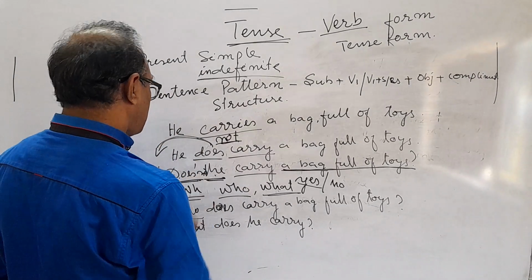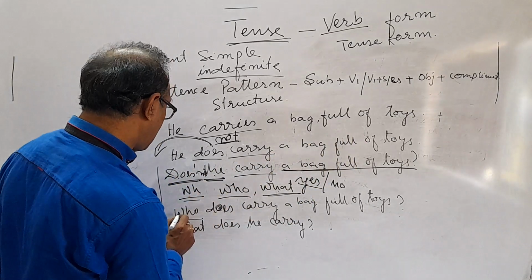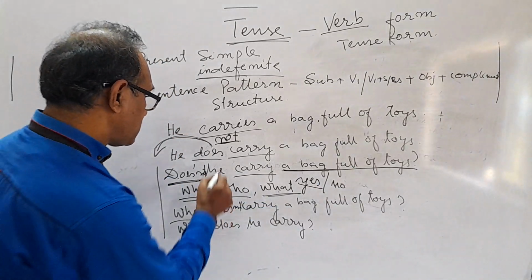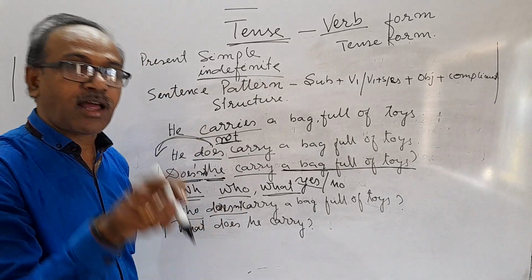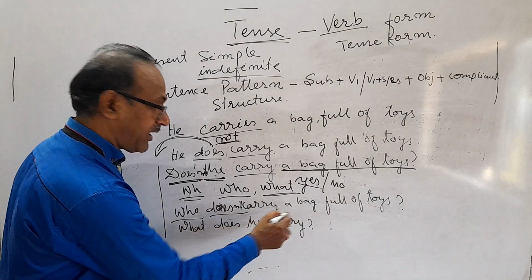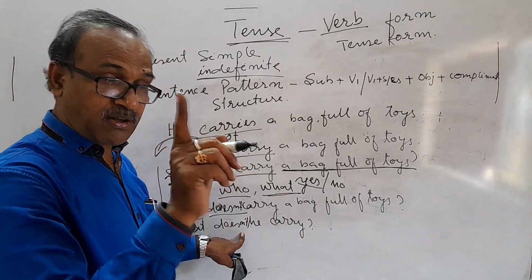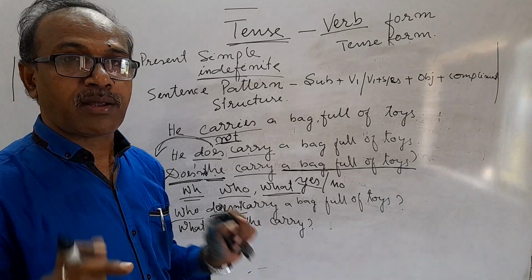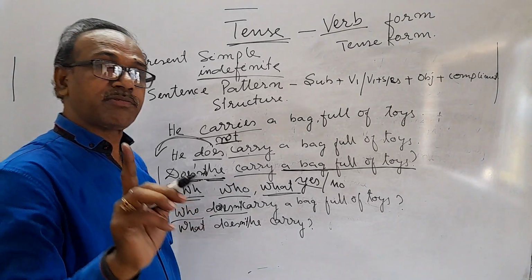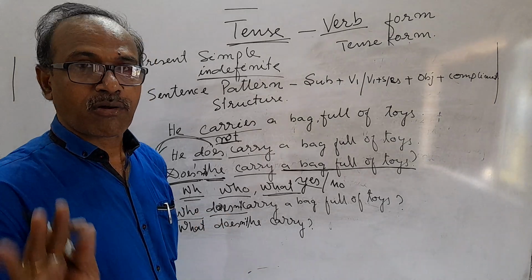Okay, so suppose here the sentence is he does not carry a bag full of toys. Then, who doesn't carry a bag full of toys? That means this "not" has to be used with the helping verb. Remember this. Okay, and then, what doesn't he carry? There will be "doesn't he." That means this "not" always has to be used. It is compulsory to use it with the helping verb. Okay, because here are two verbs, so with which verb we should use that "not" becomes very important. Otherwise that structure will be wrong and your sentence will be wrong.